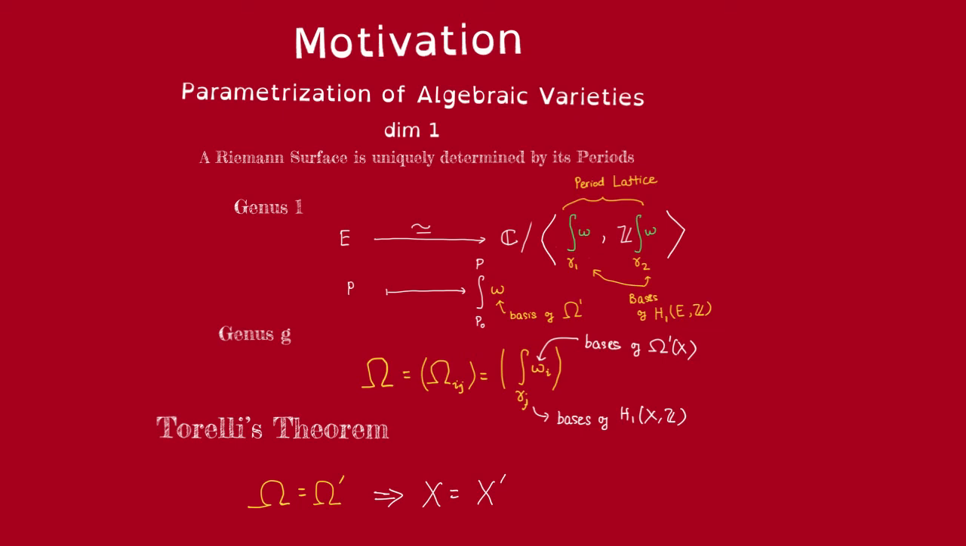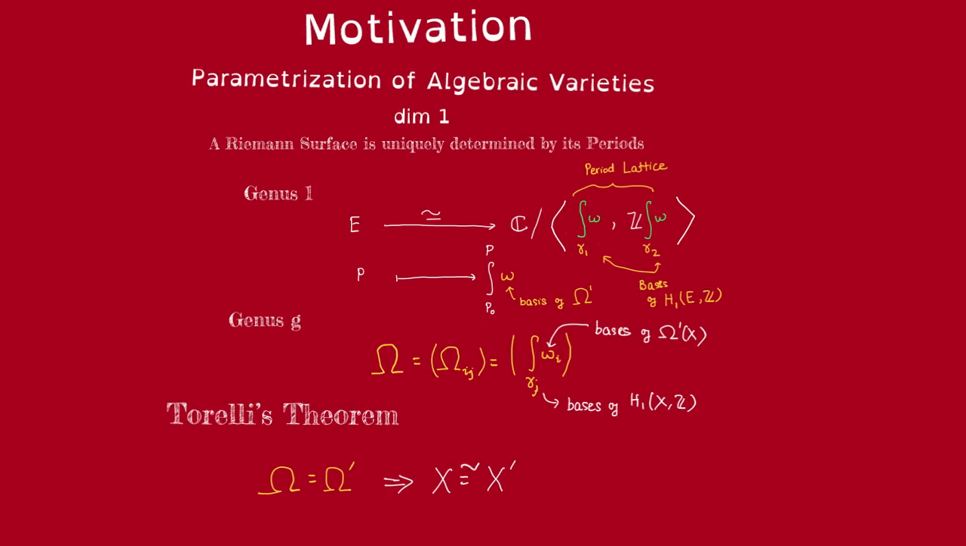Now Torelli's theorem basically says that if the period matrix of X and the period matrix of X prime are the same, then X and X prime must be isomorphic. But not really. You're probably a bit confused about this statement, and that's very understandable, because this is not really well defined, because the period matrix is not canonical. It depends on a choice of basis here. So when we say they are equal, we have to say with respect to which basis.